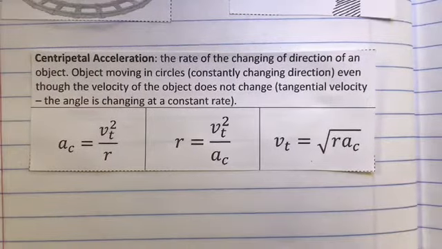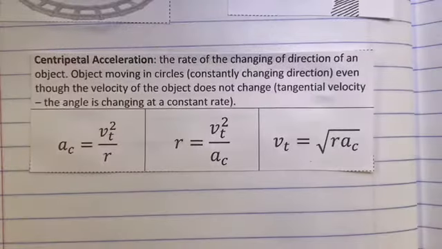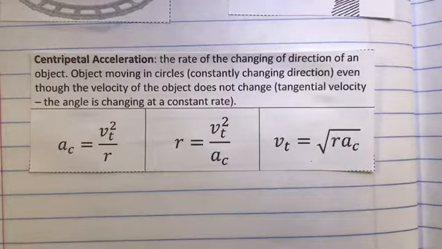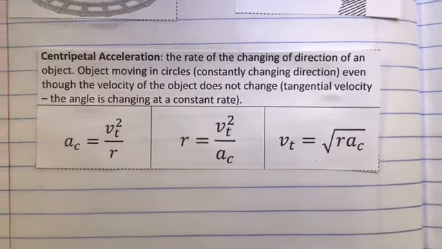Centripetal acceleration. So the acceleration of spinning objects, so to speak. It says the rate of change of direction of an object. Objects moving in circles have a constantly changing direction, even though the speed of the object does not change. We call that the tangential velocity. Okay? The angle is changing at a constant rate.